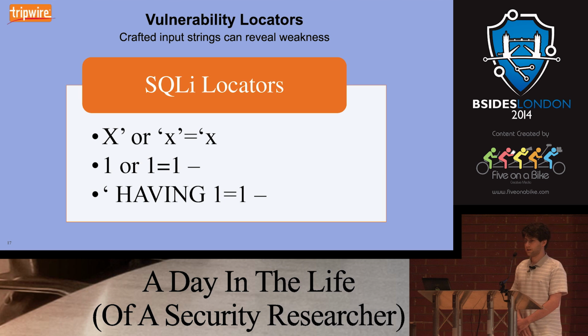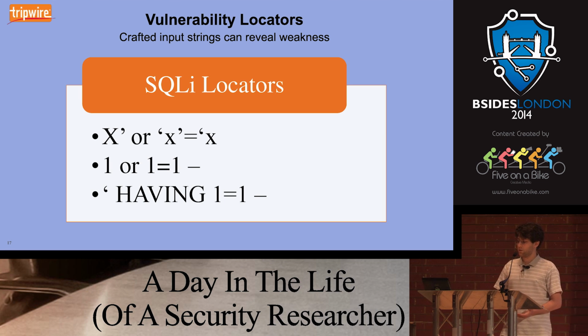So some of the locators that we use for this, the first one here on our list is the X OR X equals X. The reason that this works is because you're giving it a Boolean alternative. So if there is a check that's saying is username equal to whatever, you're saying is the username equal to whatever, or is X equal to X.